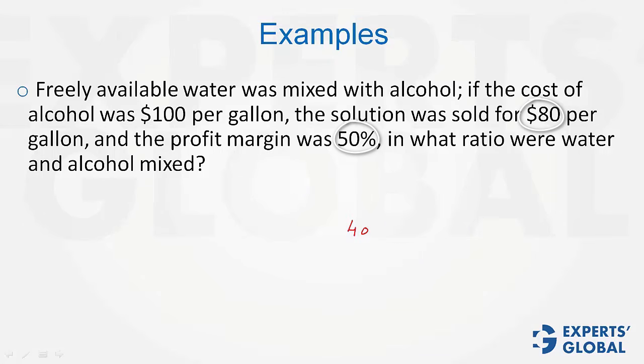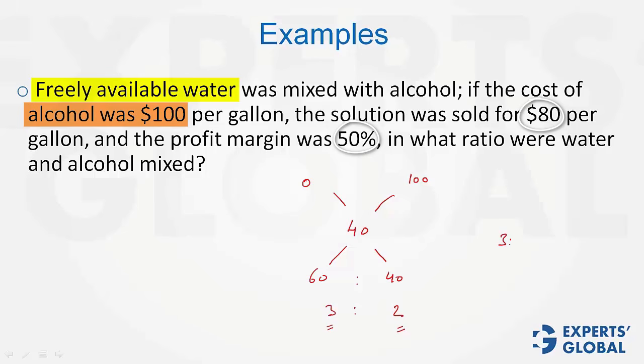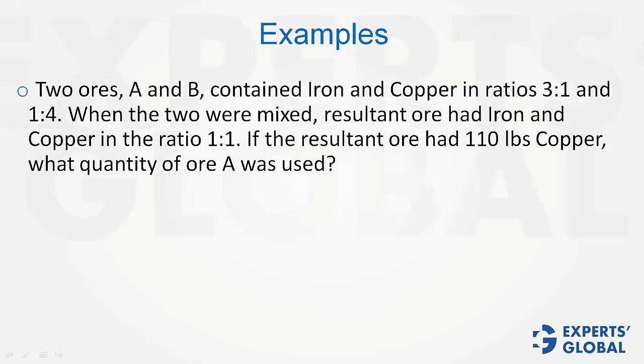Now this cost price of 40 has been reached by mixing two things: freely available water with a cost price of 0 and alcohol with a cost price of $100. Now 100 and 0 have been mixed to get a quality of 40. So the differences are 60 and 40. The ratio of quantities mixed turns out to be 3:2. That means for every 3 liters of freely available water, 2 liters of $100 alcohol were used, and the correct answer is 3:2. Look at this one. Please pause the video. Try solving it yourself.